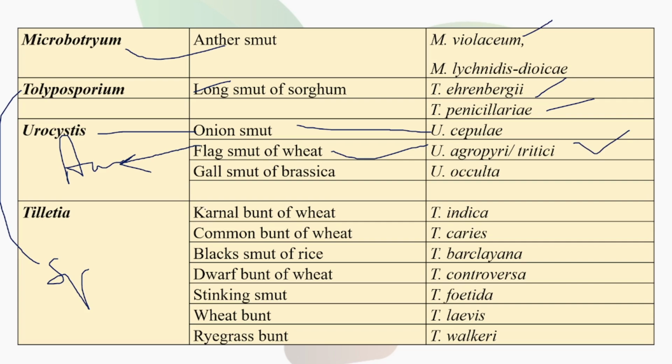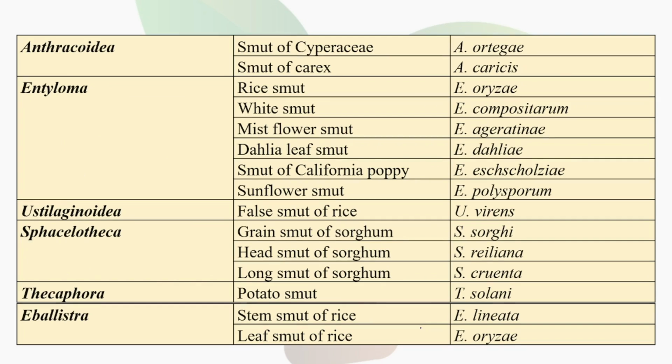Okay. Tilletia species cause other diseases like kernel bunt of wheat, Tilletia indica; common smut of wheat, Tilletia caries; black smut of rice, Tilletia barclayana; dwarf bunt of wheat, Tilletia controversa; stinking smut, Tilletia foetida; wheat bunt, Tilletia laevis; and ryegrass bunt, Tilletia walkeri. Okay, so these are all diseases caused by the genus Tilletia.